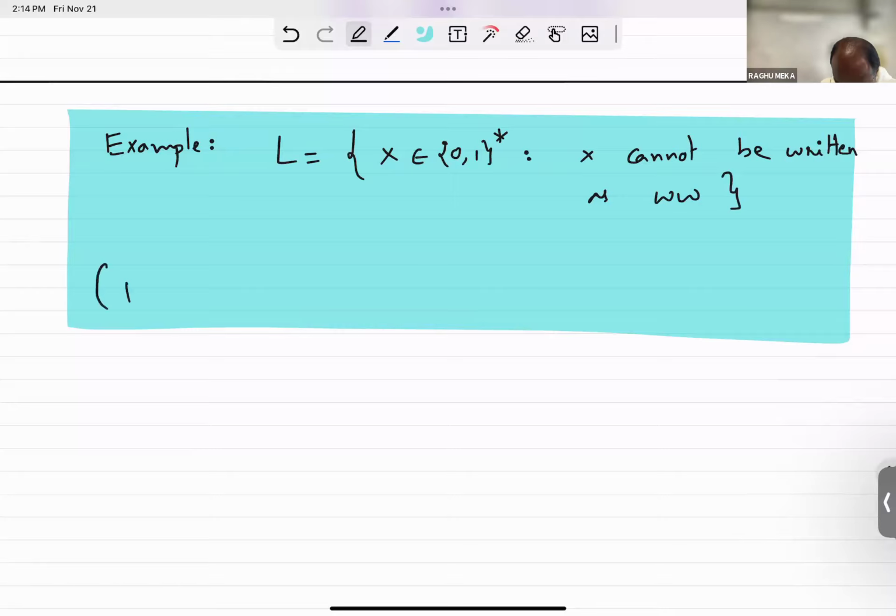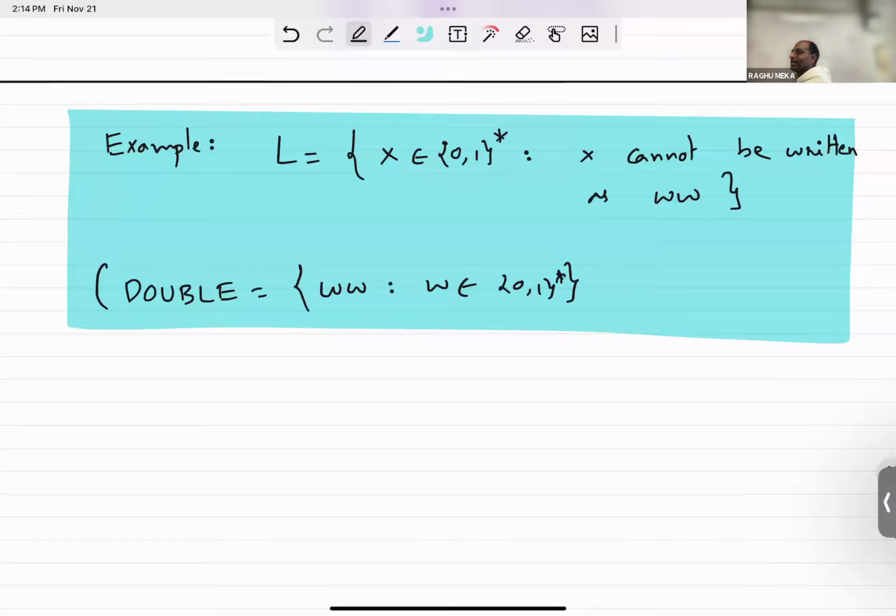Okay. So recall, we had this language double, which was WW, where W belongs to {0,1}*. Right? So double was the set of all strings where the first half equals the second half. Okay? And now this new language I'm defining is basically the complement of double. Things which cannot be written as two things repeated. Okay, so the string repeated twice.